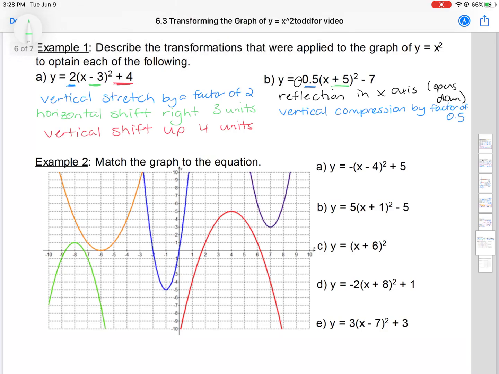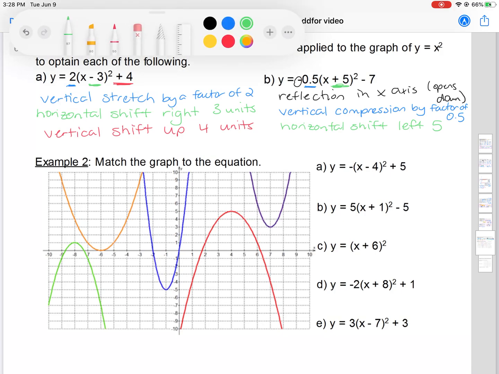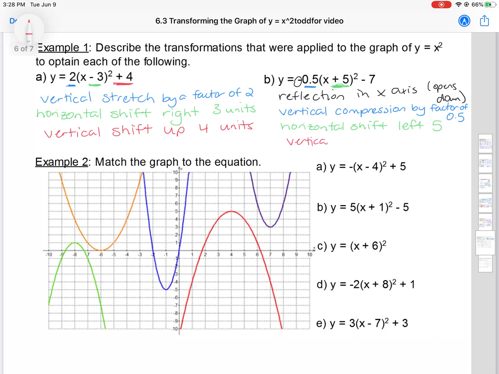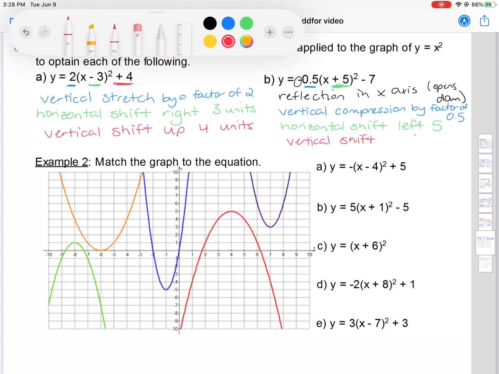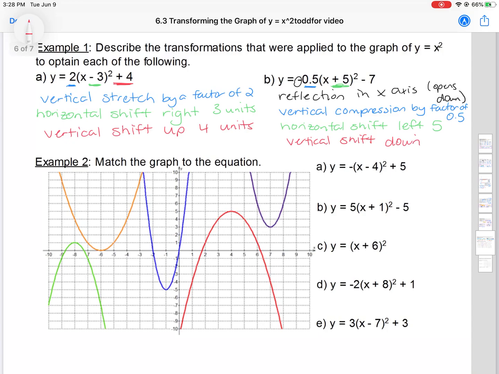And then we have the horizontal shift. Again, this one's going to be left 5 because it's positive, right? So you're doing the opposite. And then you're doing a vertical shift up, or sorry, down 7. Okay.